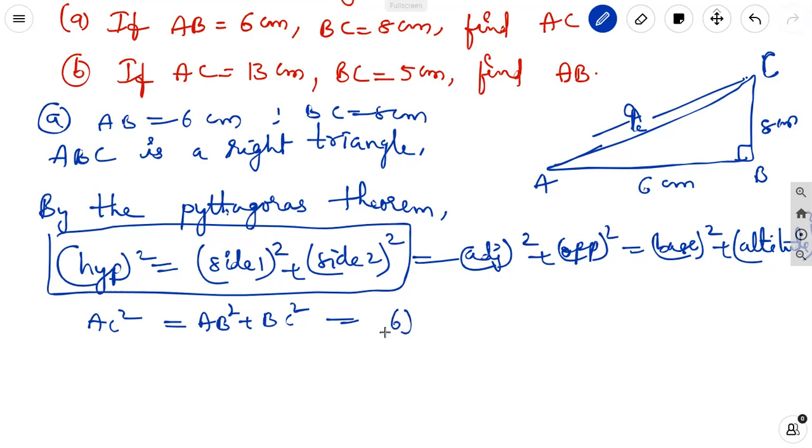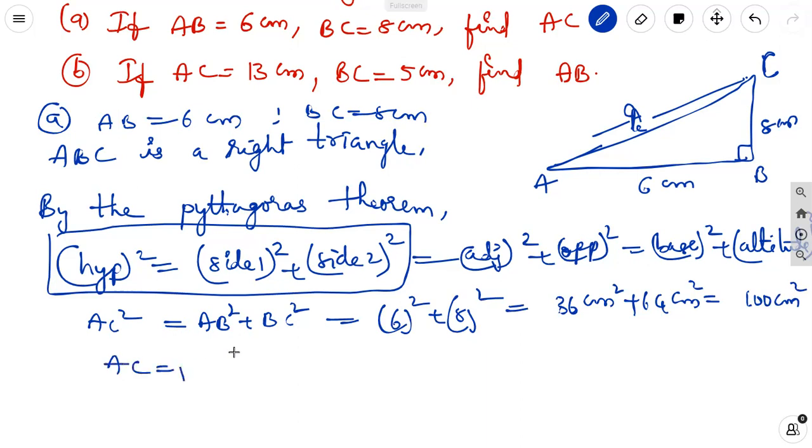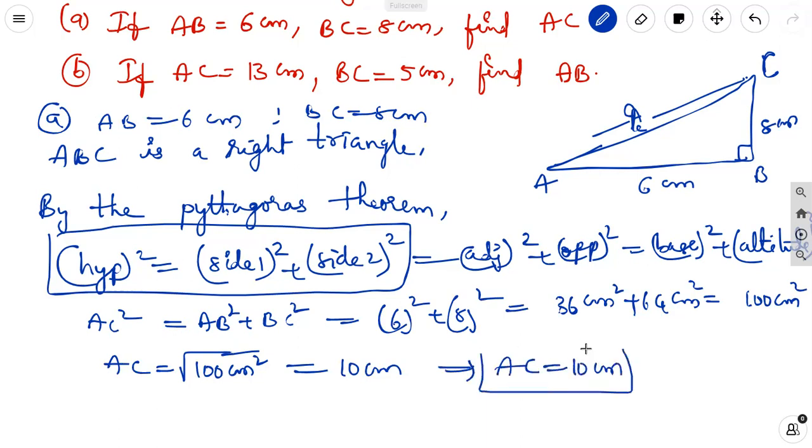Substitute here: 6 square plus 8 square. 6 sixes are 36 centimeter square plus 8 eights are 64 centimeter square, equal to 100 centimeter square. Then AC equals the positive square root of 100 centimeter square, which is 10 centimeters. We know the perfect square root of 100 is 10. So AC equals 10 centimeters.